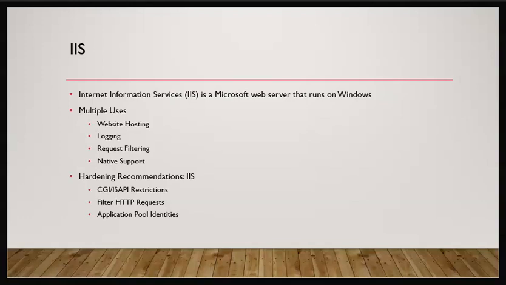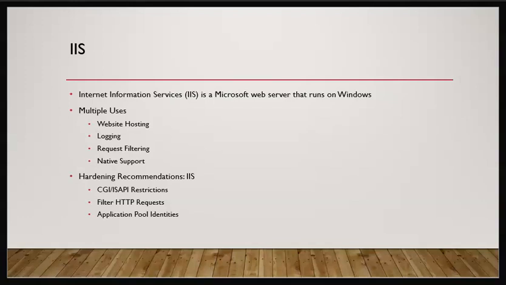CGI/ISAPI restrictions. So CGI and ISAPI are two common ways to generate dynamic content or to add native capabilities to the IIS server. So the file extensions for both of the files, CGI is .exe and ISAPI is .dll. They're both common for exploits. So restricting the use of these file extensions when not in use is important to prevent any web attacks using those file extensions. Next is filter HTTP requests.